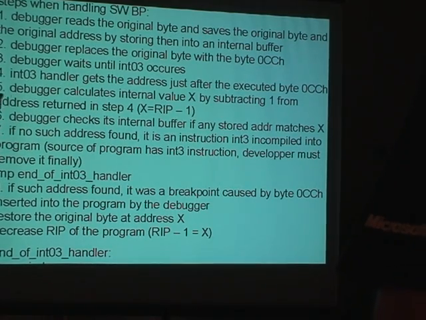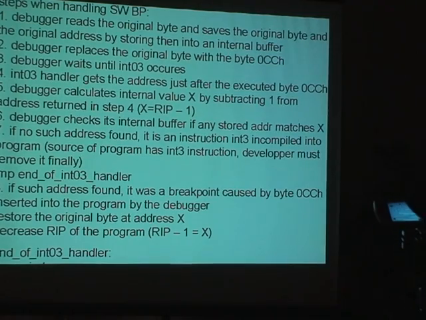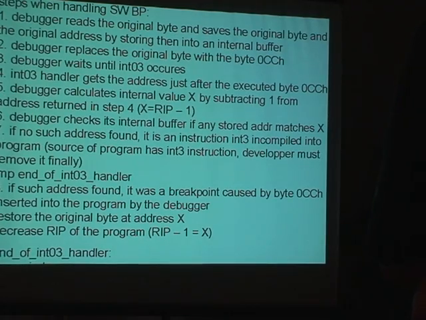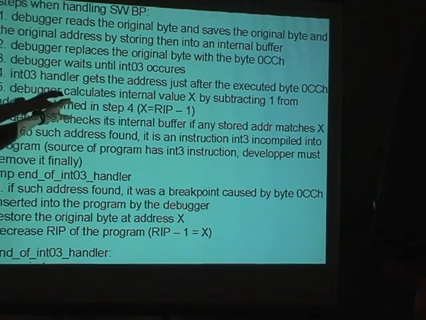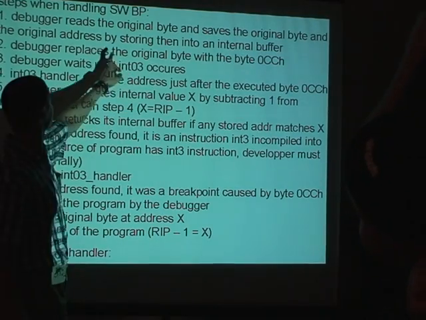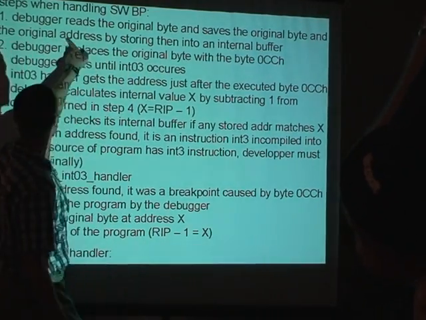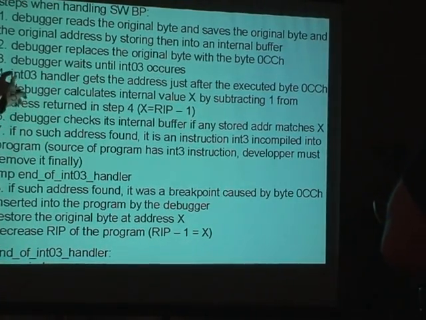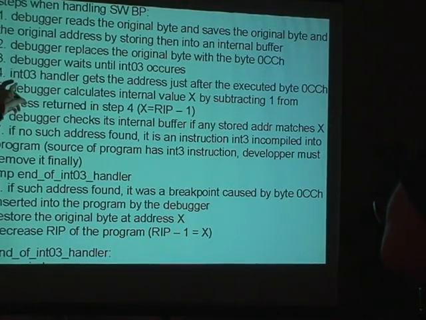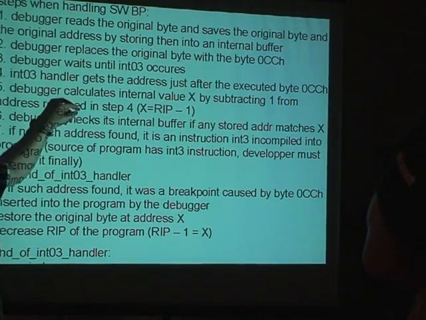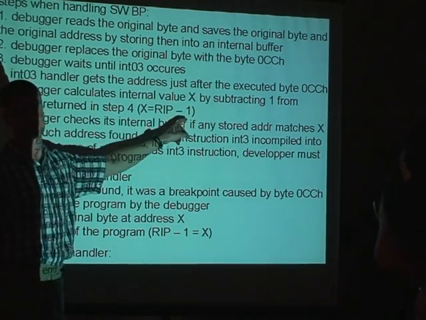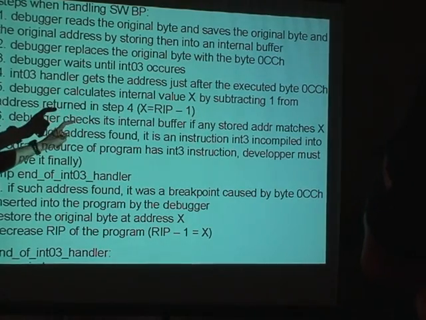The third step. The fourth step, the interrupt 3 handler is triggered, and this interrupt 3 handler gets the address, not this address, but one byte after this address, because interrupt 3 is the trap type of exception. So it is triggered after this instruction is executed. So the interrupt 3 handler gets the address one byte after the starting address of the instruction.